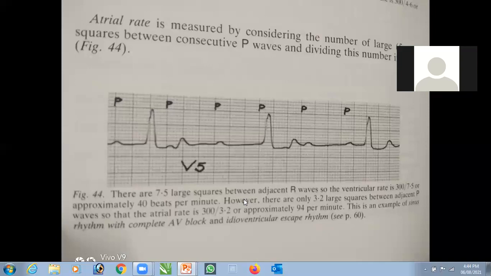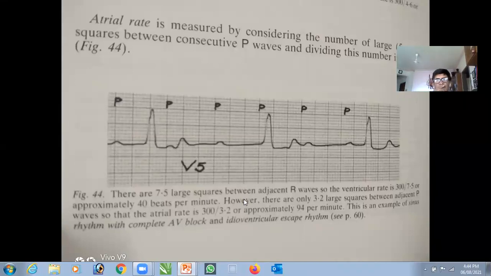Sir, what about 3:1? Out of 3, one is missing, so about 30% is lost. So this is called first degree, second degree, third degree.